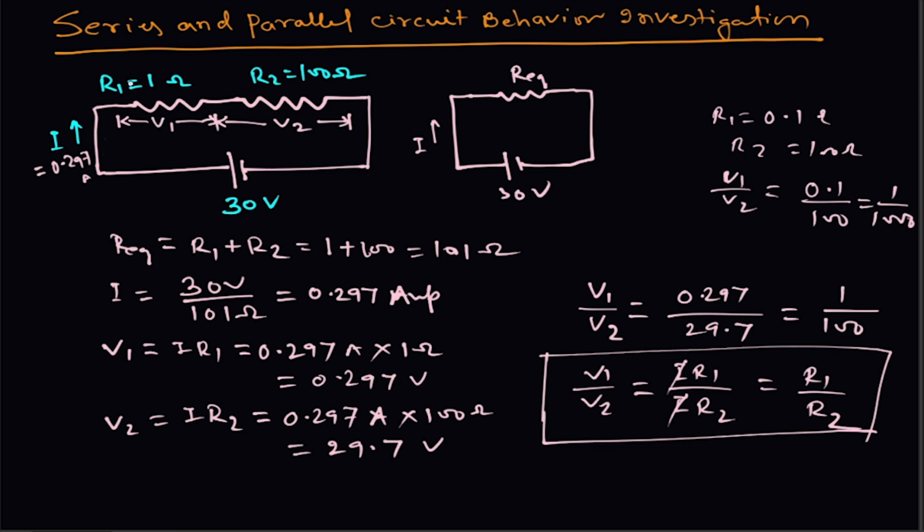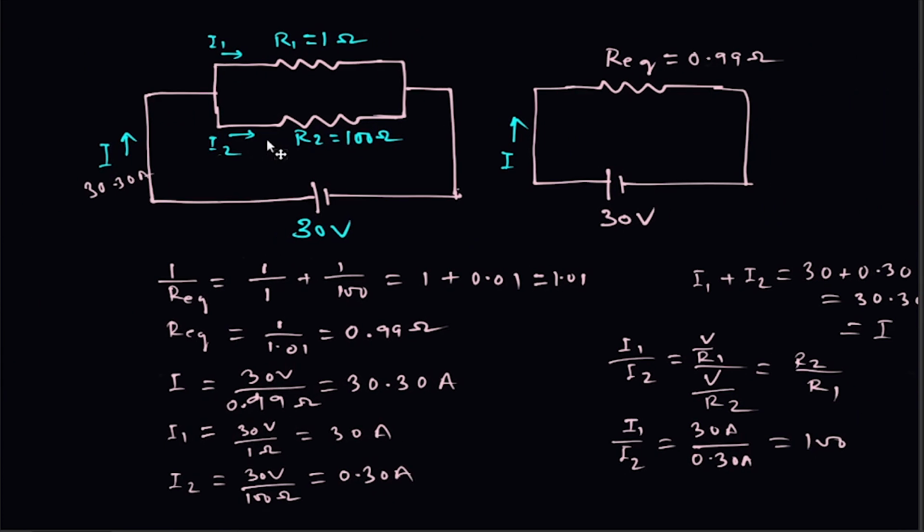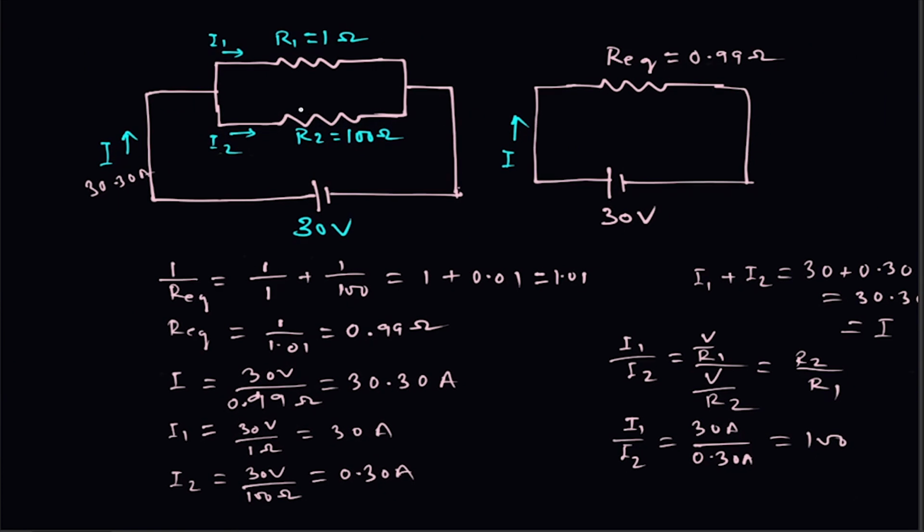And if this resistance will be even smaller, suppose it is 0.1 ohm, then this voltage will be 1000 times of this. So if this resistance will be very, very small, 0.001, the voltage across this resistance can be neglected, and almost this voltage V2 will approach 30 volt. And in case of parallel connection, if this resistance will be very high, then almost all the current will pass through this. It is as if this 1 ohm resistance is connected to this 30 volt.